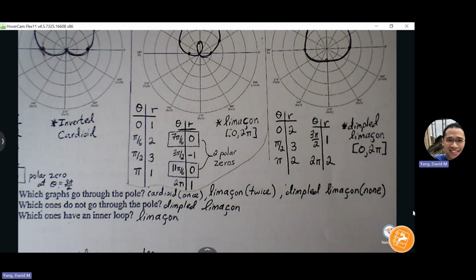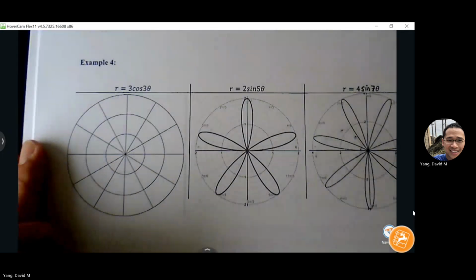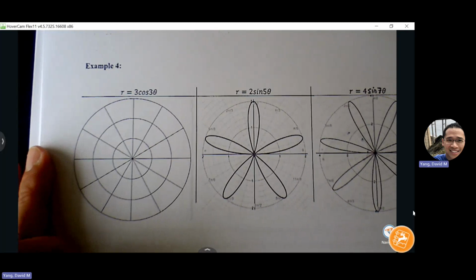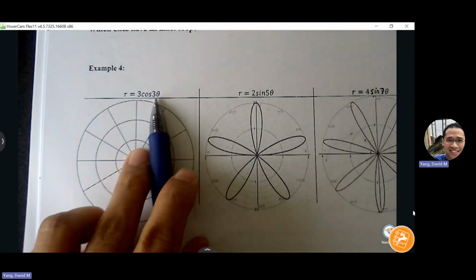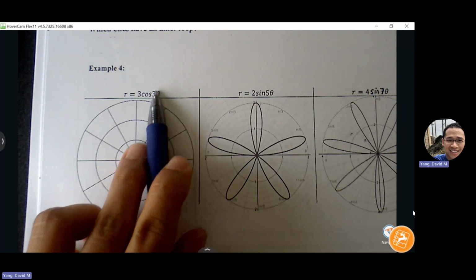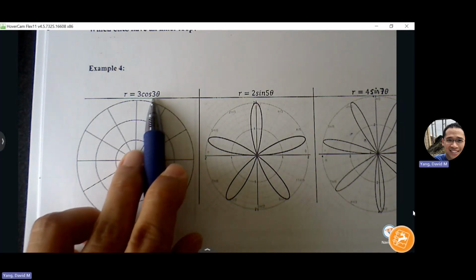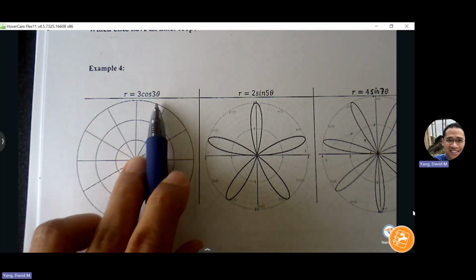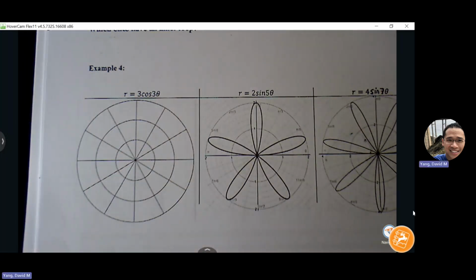All right, let's look at the bottom of page 38, example 4. So we see something a little different here. It's not just a single angle measure or radian theta value. Now it's going to be 3 theta, or something that is inside that theta. And this is going to create these petal-shaped graphs.